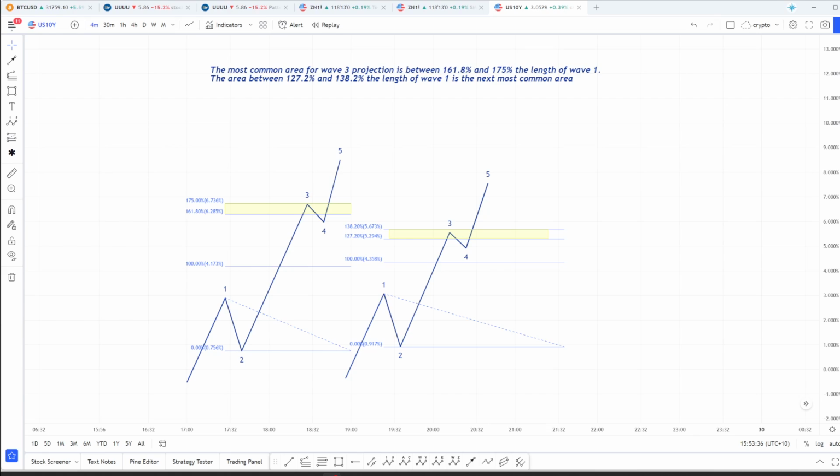And finally, the most common area for wave 3 projection is between the 161.8% and 175% the length of wave 1, as shown there on the left. The area between that 127.2% and the 138.2% the length of wave 1 is the next most common area, as shown on the right. So once again, wave 3s don't have to adhere to these levels. These are just guidelines. Okay, so that's what we expect. But it's not set in stone. It doesn't disqualify them from being impulses if they don't reach those areas.